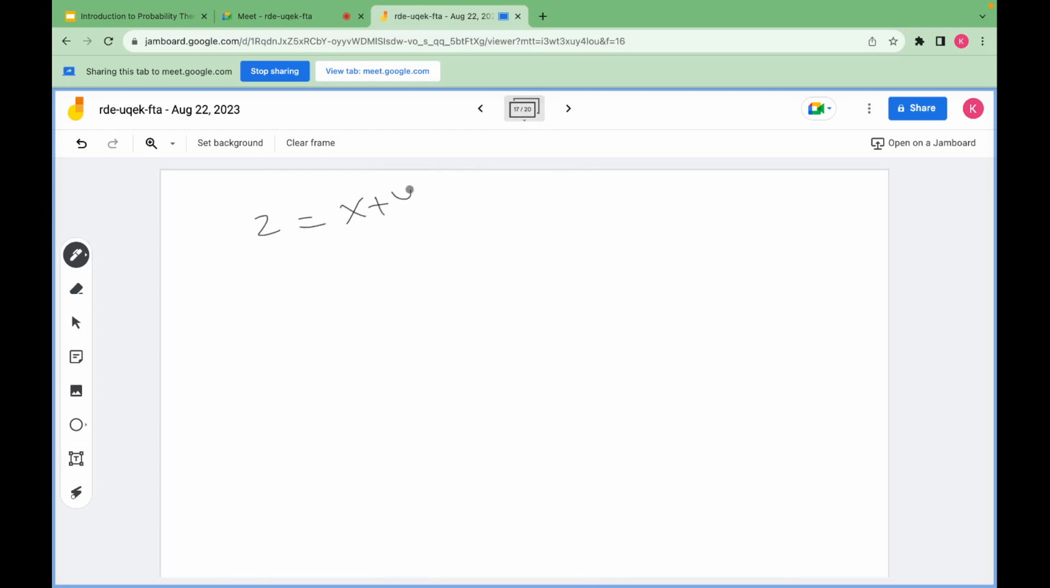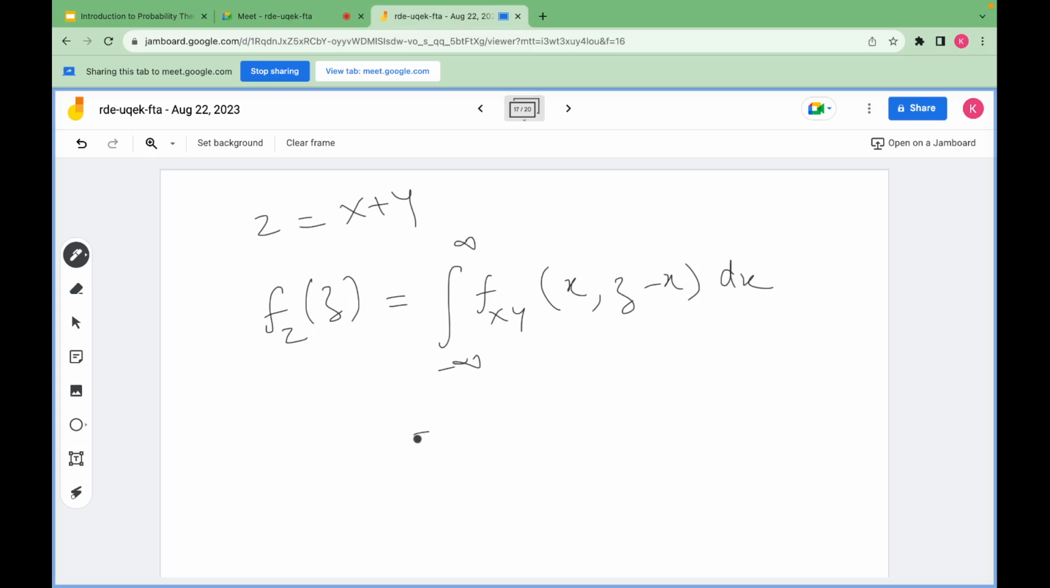Now z is equal to x plus y, and in the starting of the lecture we discussed a property for such a function: the density of z is the integral of the joint probability density f of x comma z minus x dx, where this ranges from minus infinity to infinity. When we put it in, this is 1 by 6 dx.